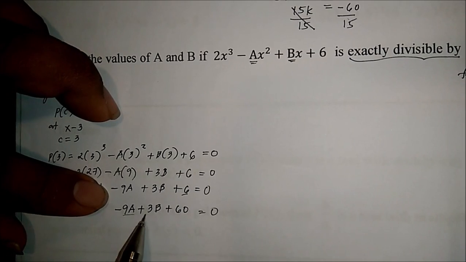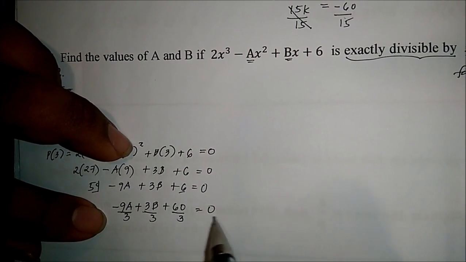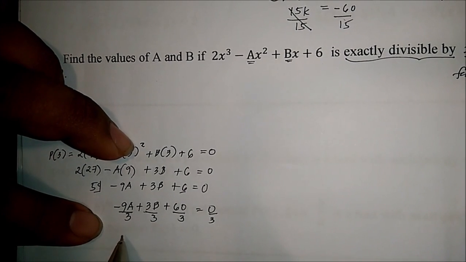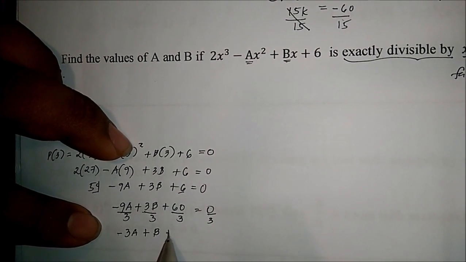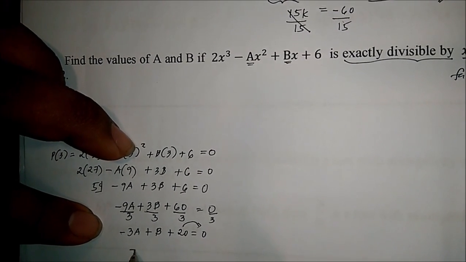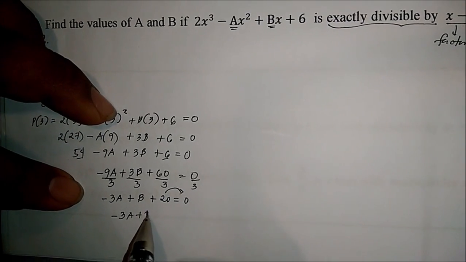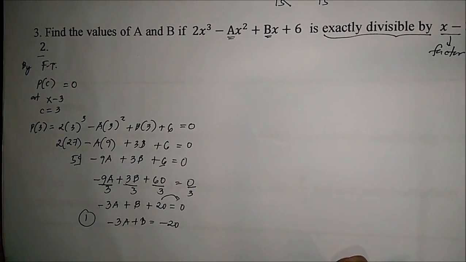I think we can divide all the coefficients by 3. So, mag-divide tayo by 3 just to simplify the coefficient. So, this is negative 3a plus b plus 20 is equal to 0. Pag nilipat natin ito, we have negative 3a plus b equals negative 20. So, let this be equation number 1.